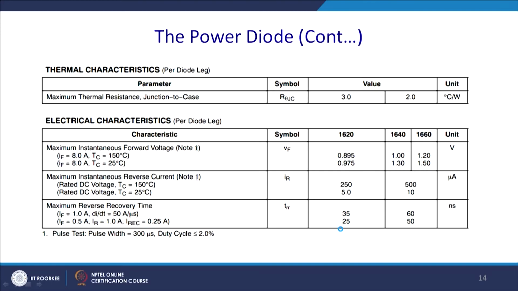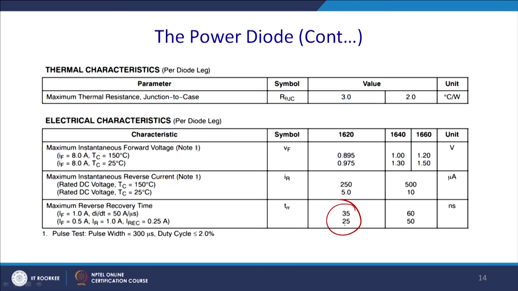Apart from that, we have other data, and the important thing is that the TRR value is 35 or 25 nanoseconds depending on the forward current. If 1 ampere current is flowing and di/dt is 50 ampere per microsecond, then you will have only 35 nanoseconds. If it is 0.5 ampere, then it will have 25 nanoseconds, and the data are almost the same for other values.